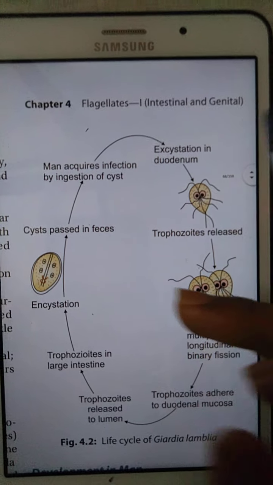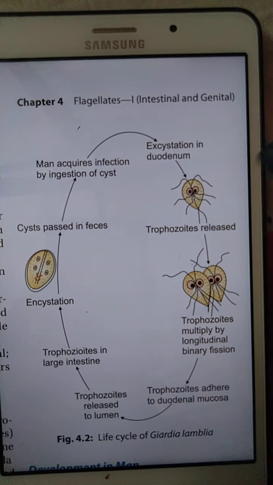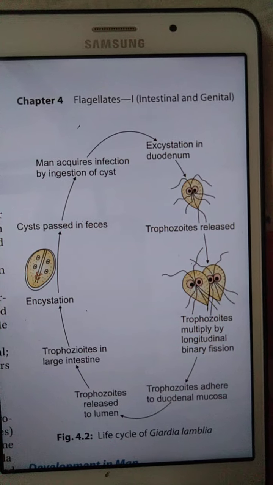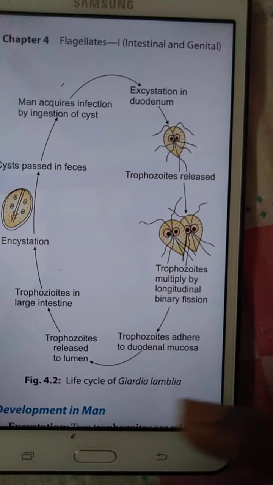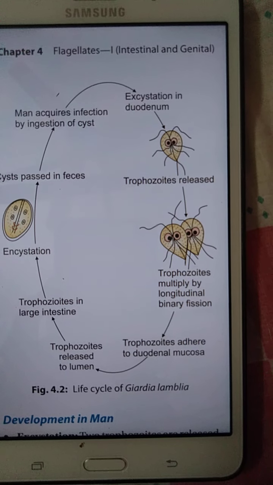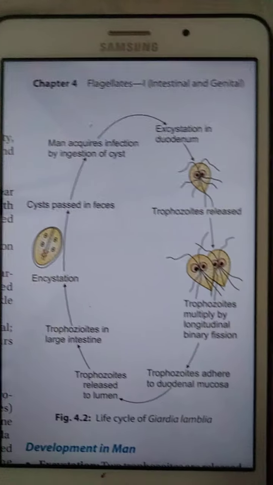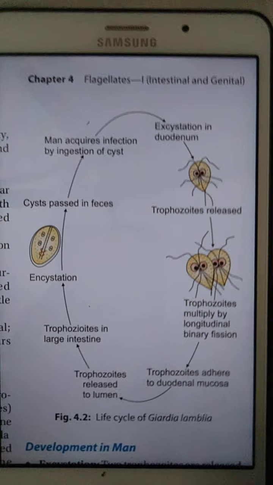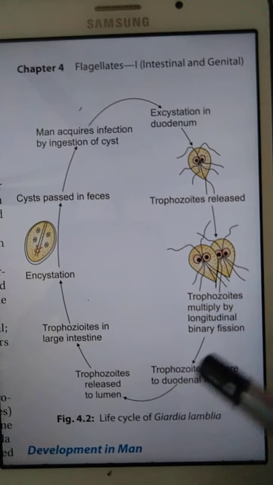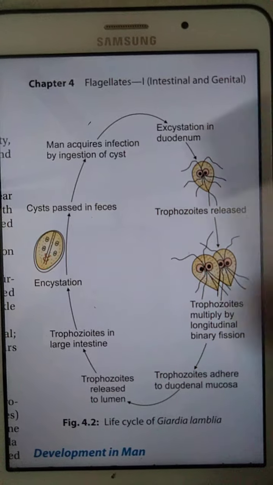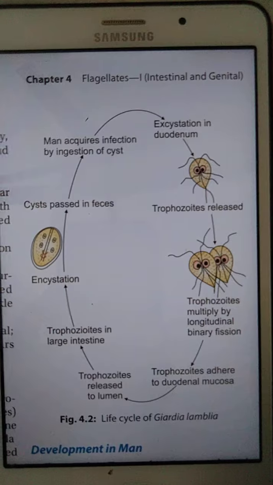Then there is excystation in the duodenum. What does the word excystation mean? That means the trophozoites are released from the cyst, right? Ultimately trophozoites are released, and then the trophozoites multiply by longitudinal binary fission. Some trophozoites adhere to the duodenal mucosa, and some pass through the intestine. When they pass through the intestine, some go through the encystation process. So in case of diagnosis, we should find the cyst in the stool, right?